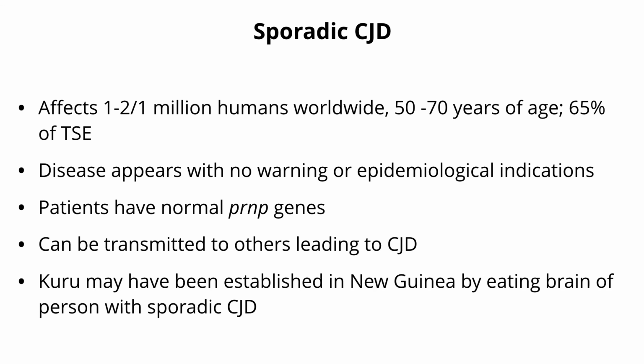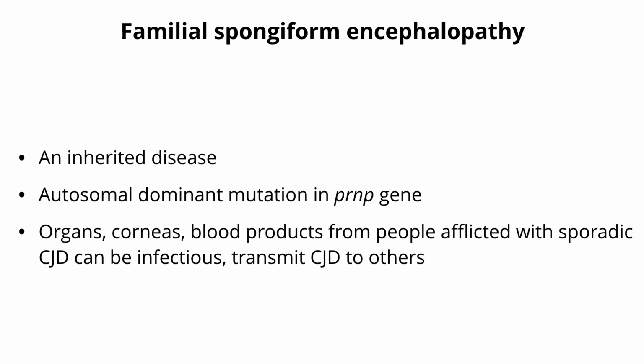And we think Kuru may have been established by the first sporadic case, and then they ate his brain, and that spread it through the population. The protein must be sporadically misfolding in your CNS because we don't see any genetic predisposition to this. We do have a familial spongiform encephalopathy, which is inherited, and this is associated with mutations in the PRNP gene. And again, this has been transmitted to other people through organs, corneas, blood products, etc. So these are all transmissible.